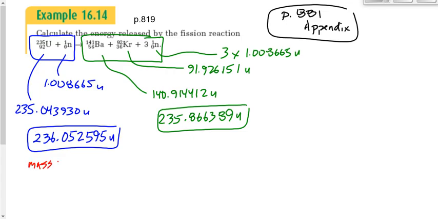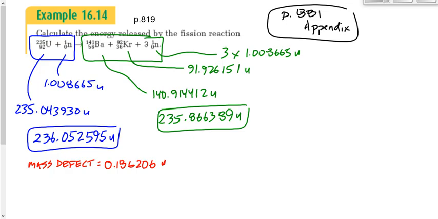By the way, we're in atomic mass units. Ultimately, we want to be in kilograms, but why haven't I converted to kilograms yet? It's way more work, right? Let's get the mass defect and then convert it to kilograms, so we only have to do it once. What is the mass defect there? 236 minus 235. Point whatever. Yep, Emma? 0.186206, thank you. That's in atomic mass units.